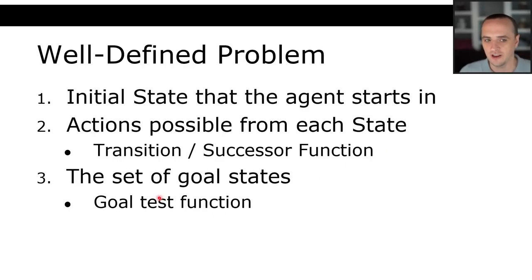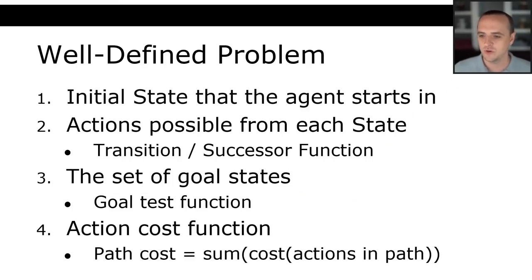We also need the set of goal states, right? So the things that we want to accomplish here, so get to Port-au-Basque, for example. Or if we don't have a set of goal states, we need some sort of goal test function like hit points less than zero. And finally, we need the action cost function.